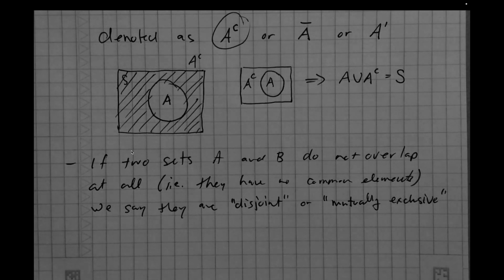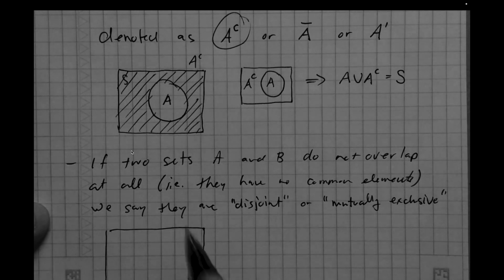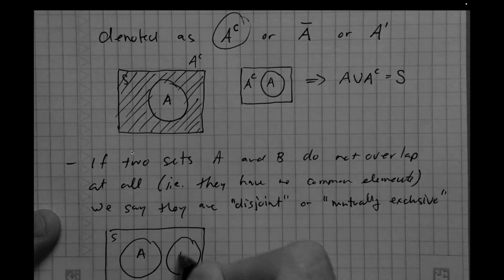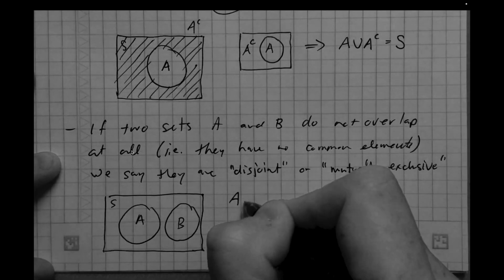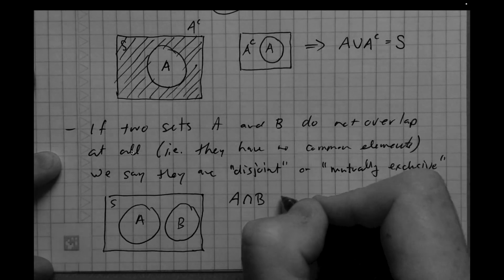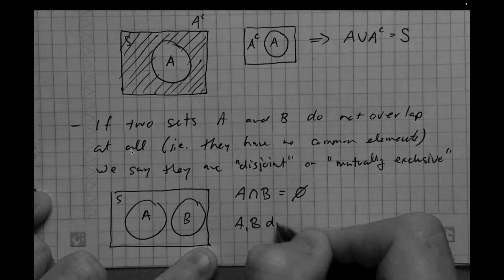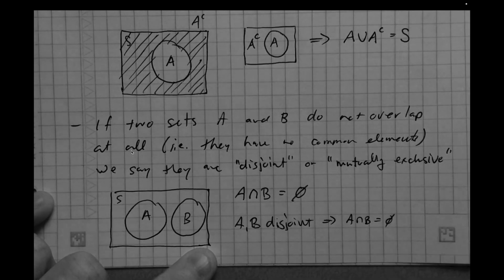Those are synonyms. Right? And so just to visualize this, we've got the universe here, and we've got A over here and B over here. Notice they do not overlap. They have no common elements. There are no elements that are in A and in B. And so for this reason, you can say also that the intersection of A and B is the empty set in the case of disjoint sets. So A, B disjoint implies A and B equals the empty set.